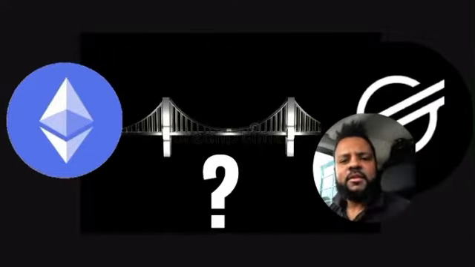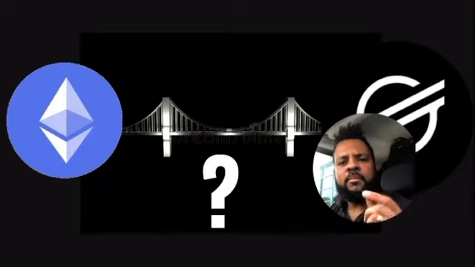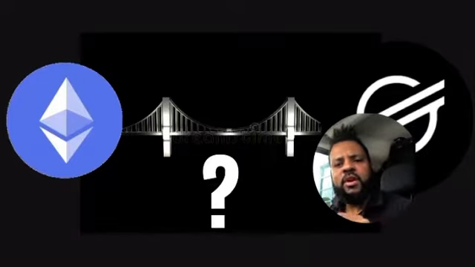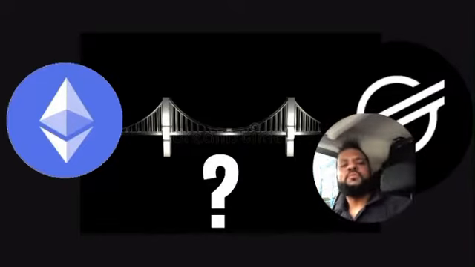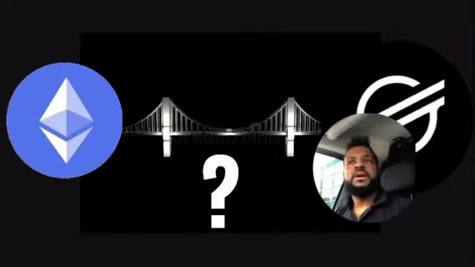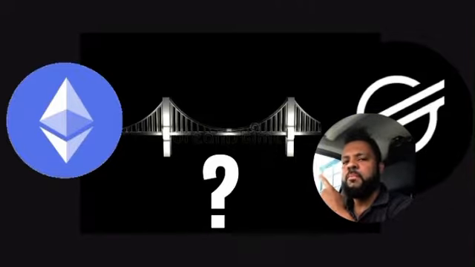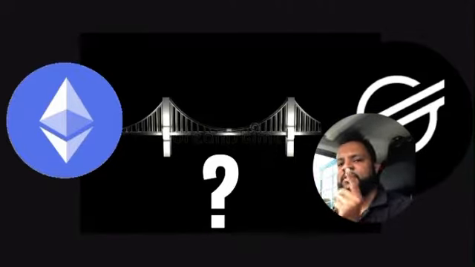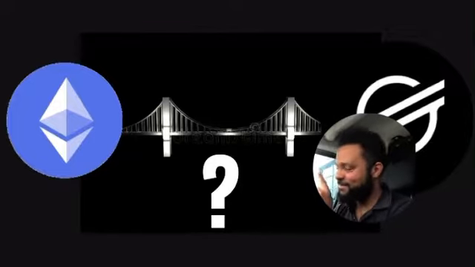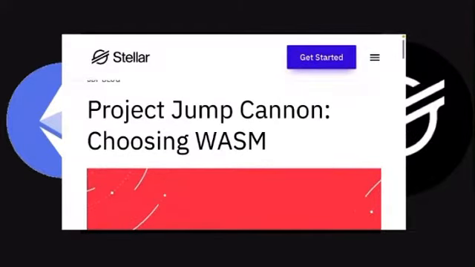Project Jump Cannon. Is it just another Ethereum Stellar bridge, or is it something much more? Well, I think to find out exactly what it is, we need to jump into the article by Tumawela, and I'll see you on the other side. Project Jump Cannon choosing WebAssembly.